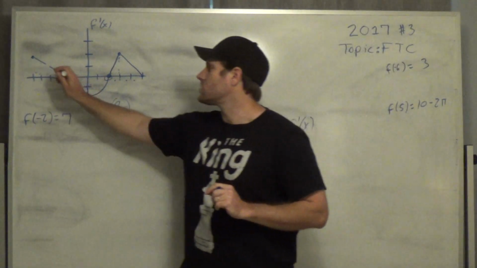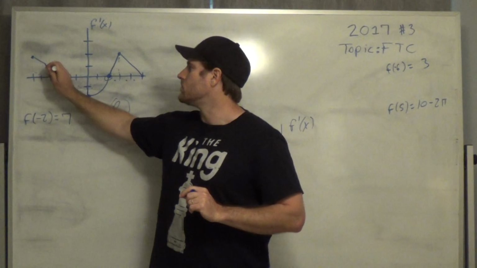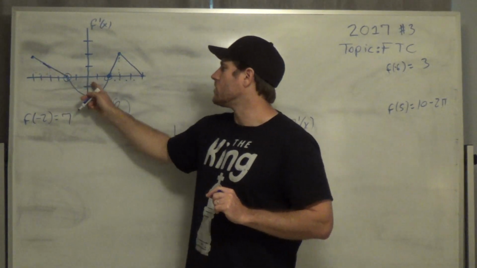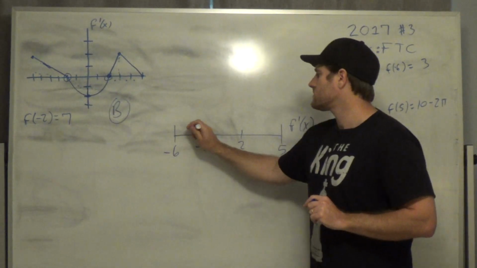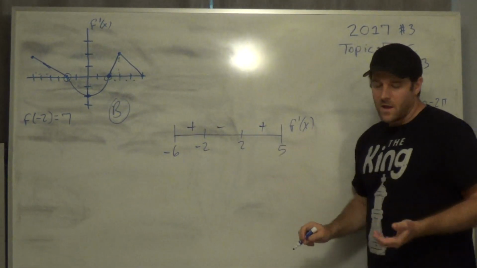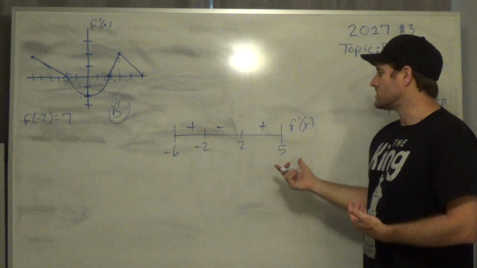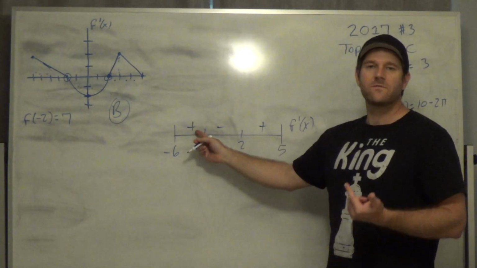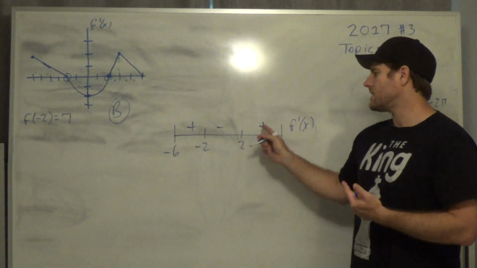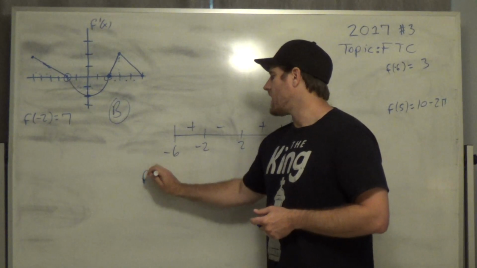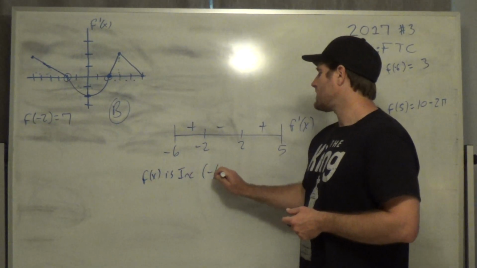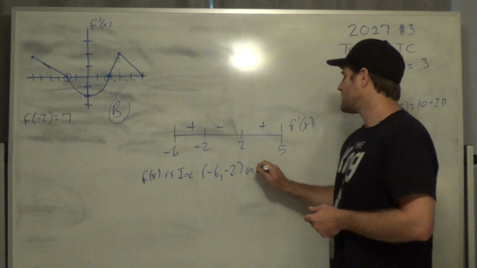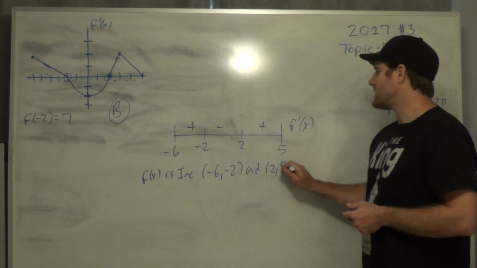And now my sign chart. You will notice the graph is above the curve, below the curve, above the curve. So here we have positive values, negative values, positive values. And this is all we need. They ask, when is f increasing? And remember, this tells me f of x is increasing, decreasing, increasing. So I would say f of x is increasing from -6 to -2, and 2 to 5, and now why.